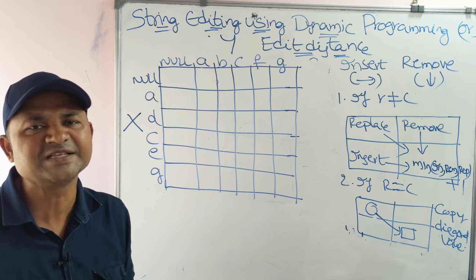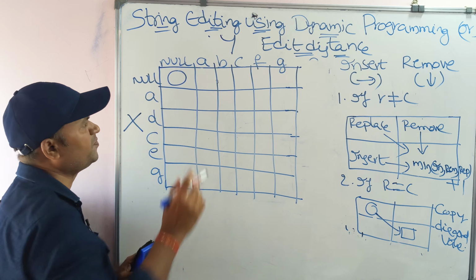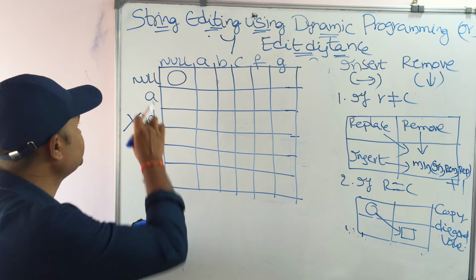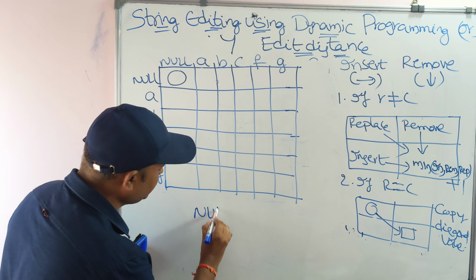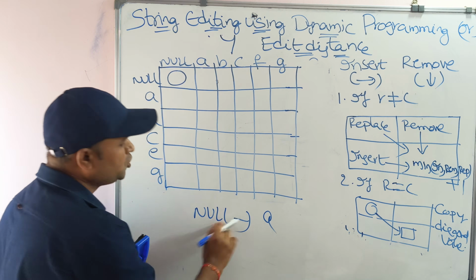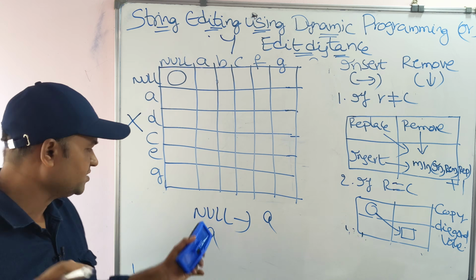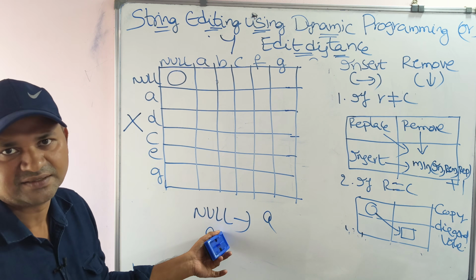Here the source string is null, the destination string is also null. So null to null, how many operations are required? They are same only, so 0 operations are required. Next, the source string is null, whereas the destination string is A. So null to A, how many operations are required? One insert operation. So we have to insert A here.